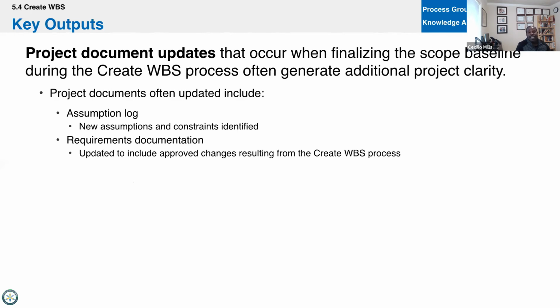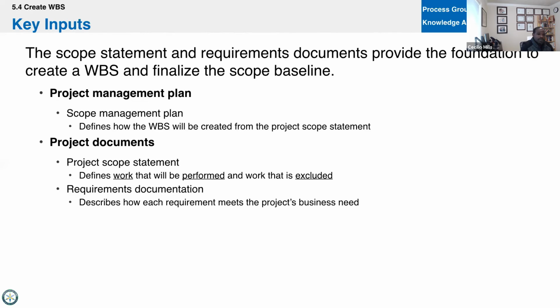And we may get some document updates when we do this. As you finalize your baseline, you may update assumptions, you may update requirements, you may update risk, you may update anything, right? It's a potential. Now the inputs here that we need: the plan, of course, specifically the scope management plan, because that outlined how we were going to do it.